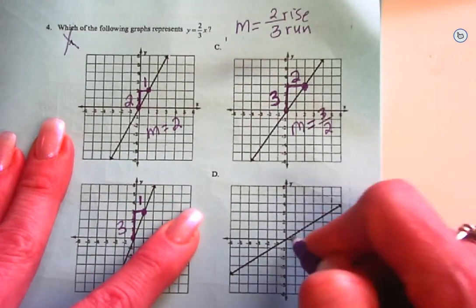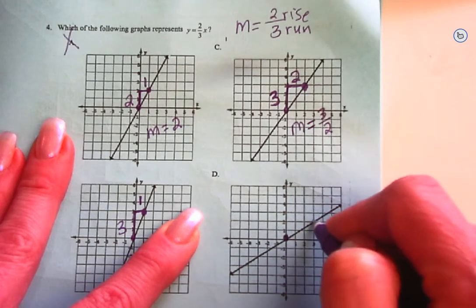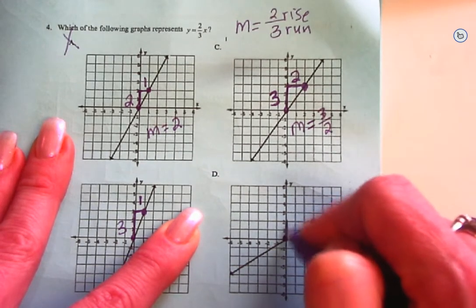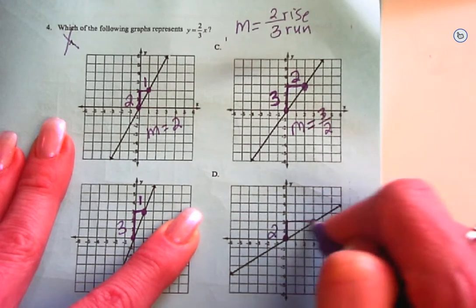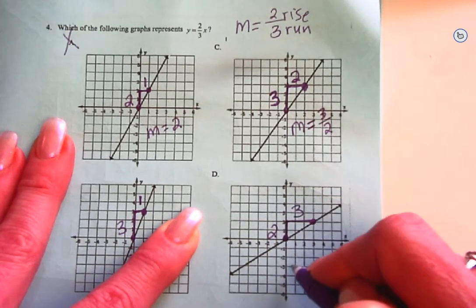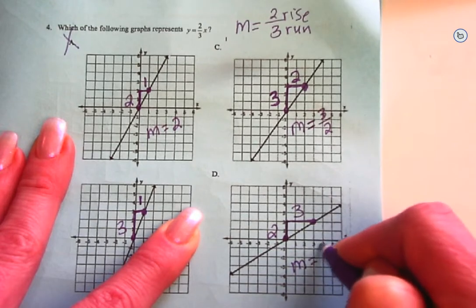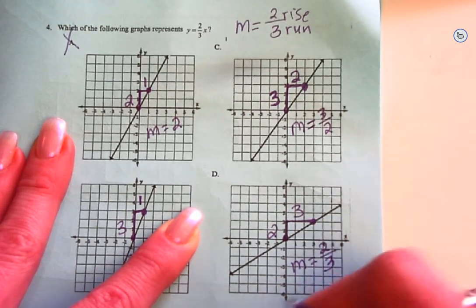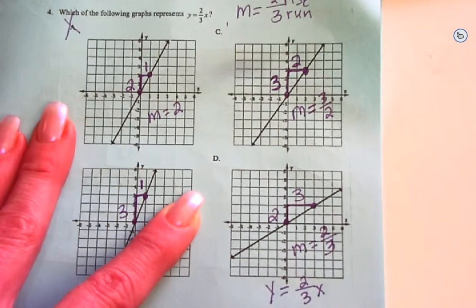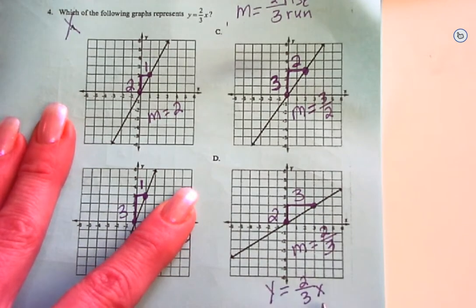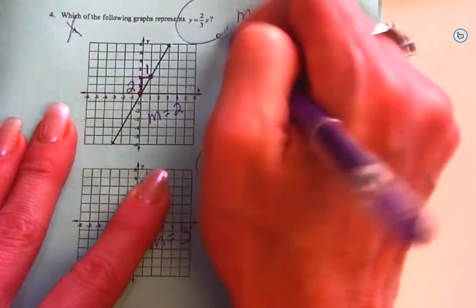So D must be the answer, but let's verify. Pick these 2 points. I'm going to go up how many? 2, and I'm going to go over how many? 3. So my slope is 2 over 3. So that means y equals 2/3 x. That's my equation of that line. So the correct answer is D, because it matches that.